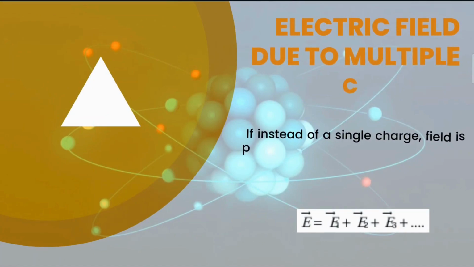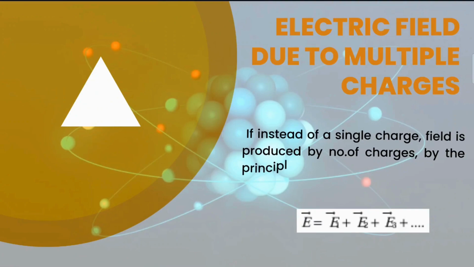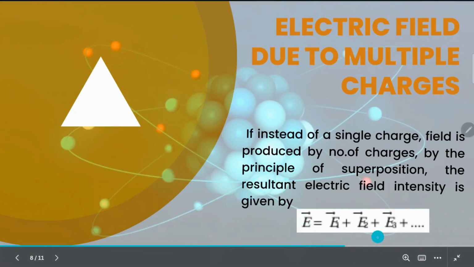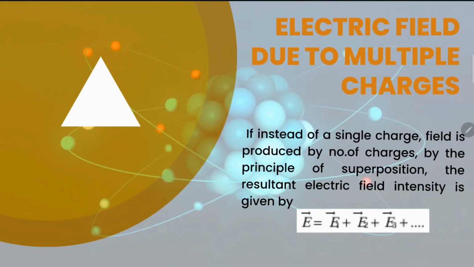For example, if there are multiple charges, instead of a single charge, if you have more charges, then by the principle of superposition, the resultant electric field intensity is given by E vector is equal to E1 vector plus E2 vector plus E3 vector. So what is meant by this E1 vector, E2 vector, E3 vector? At a particular point, just look at this.